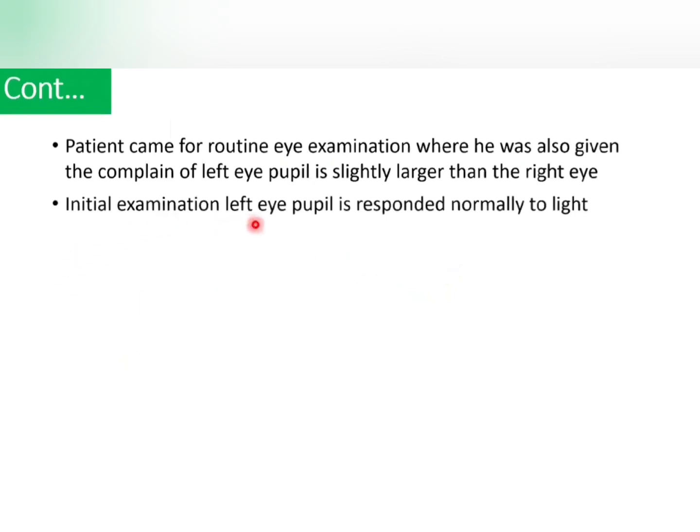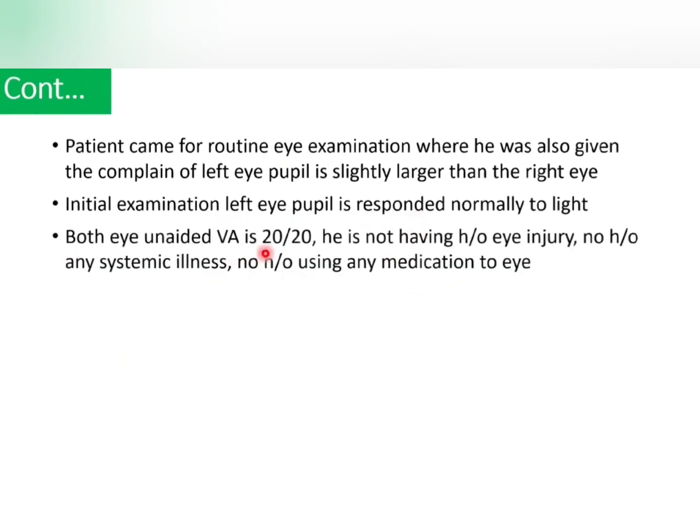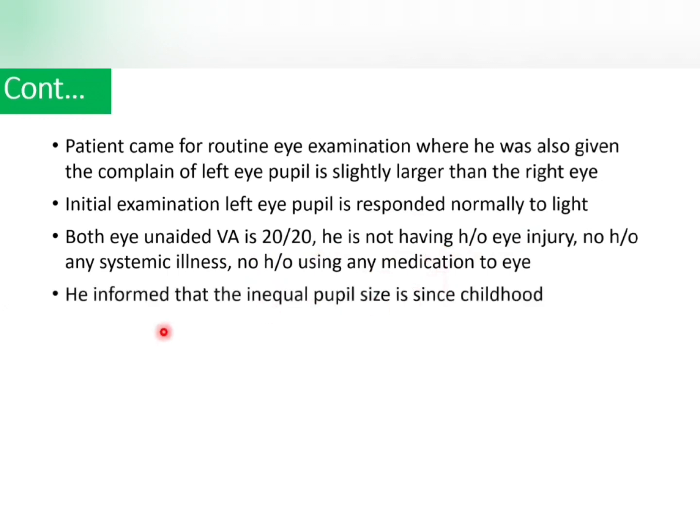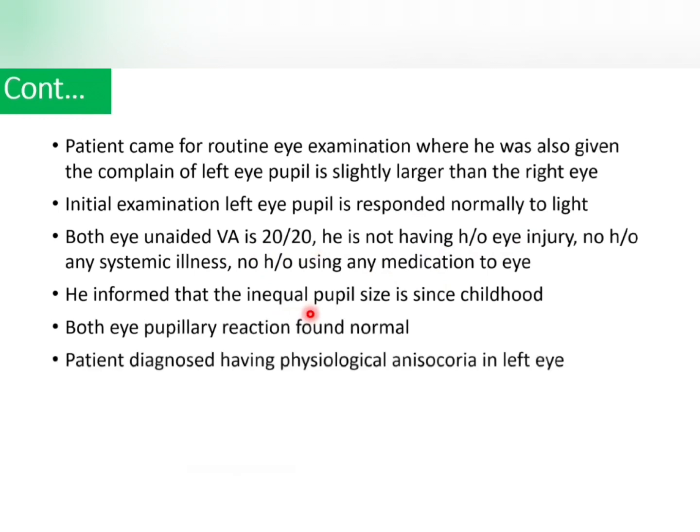In the initial examination, the left eye pupil responded normally to light. Vision is 20/20 in both eyes. The patient does not have a history of eye injury, systemic illness, or use of any medication. And he informed that the unequal pupil size has been there since childhood. So both pupil reactions were found normal. No need to send the patient for MRI and CT scan. Patient diagnosed as having physiological anisocoria in the left eye. And the patient is only given presbyopic glasses for near.